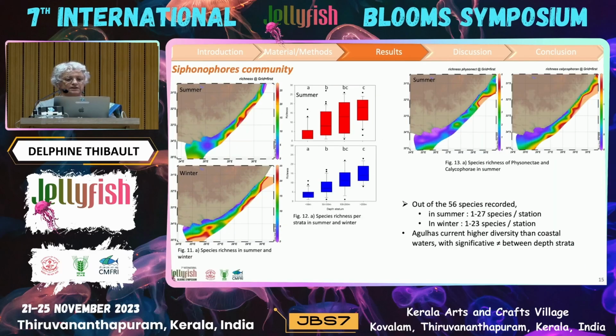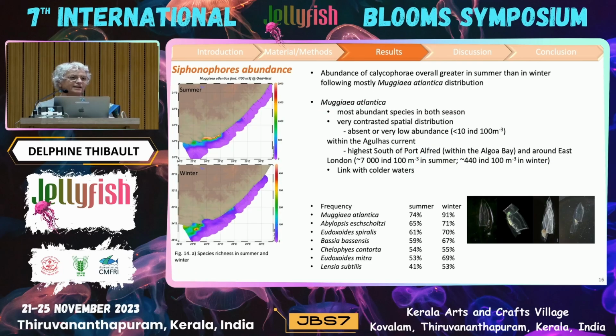So, if we look at the community, there's a clear increase in richness between the shore, the 0 to 50 meter depth, and going towards the core of the Agulhas current. And the species involved mainly in that trend is Muggiaea atlantica, which is actually driving most of the abundance in the region, but there are other species that are also important.